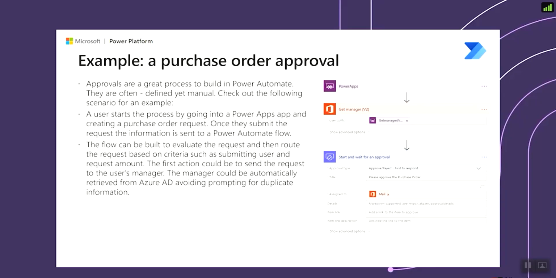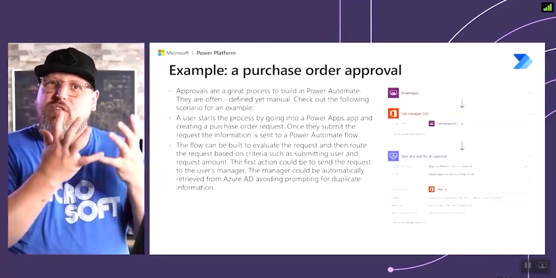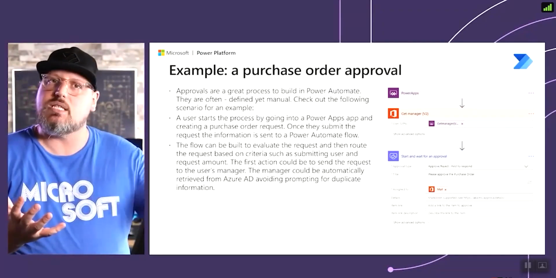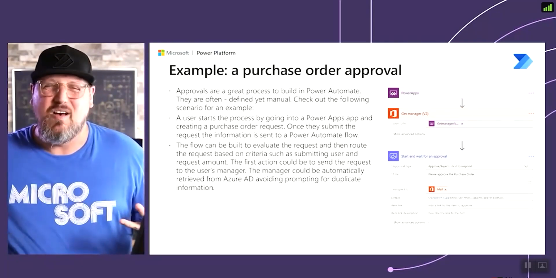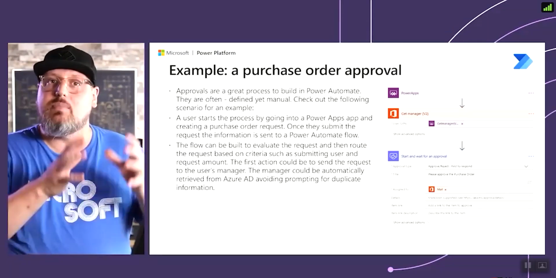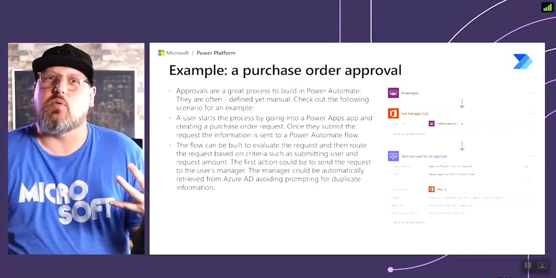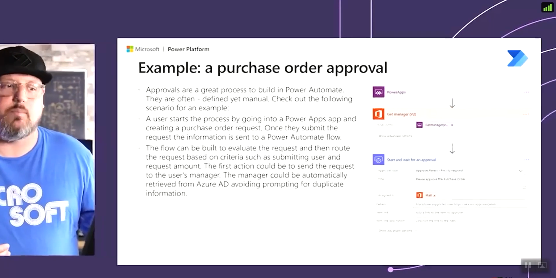Now, here's an example of how you can do a purchase order approval. Approvals are a great place to build in Power Automate because they're often defined, but they're still manual. Sometimes with approval, you have to approve everything in different systems. You have your travel expenses in one system for your team, and then you have vacation requests in another system, and maybe a discount for a client in another system. So as a manager, being able to not only build approval workflows more efficiently, but being able to approve everything from a single place is a huge time saving.